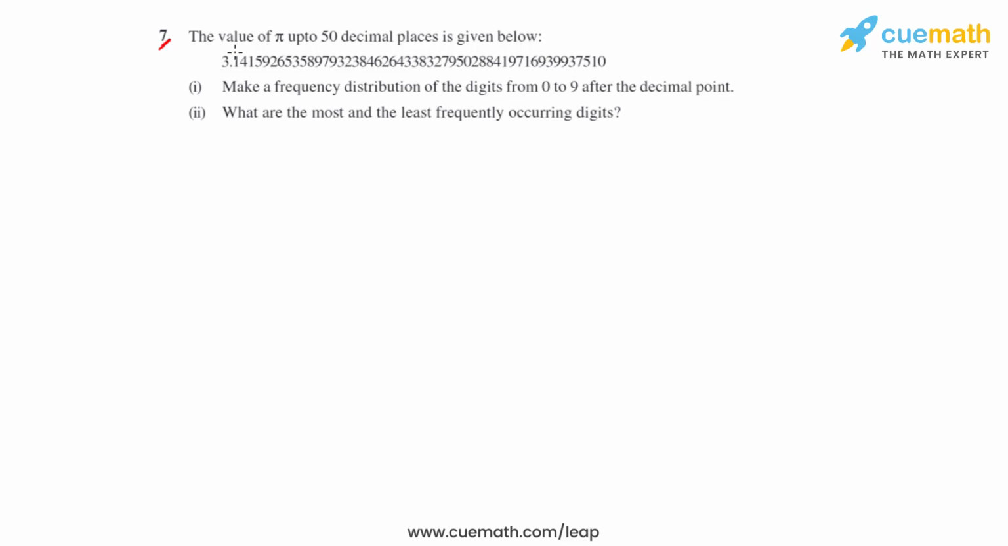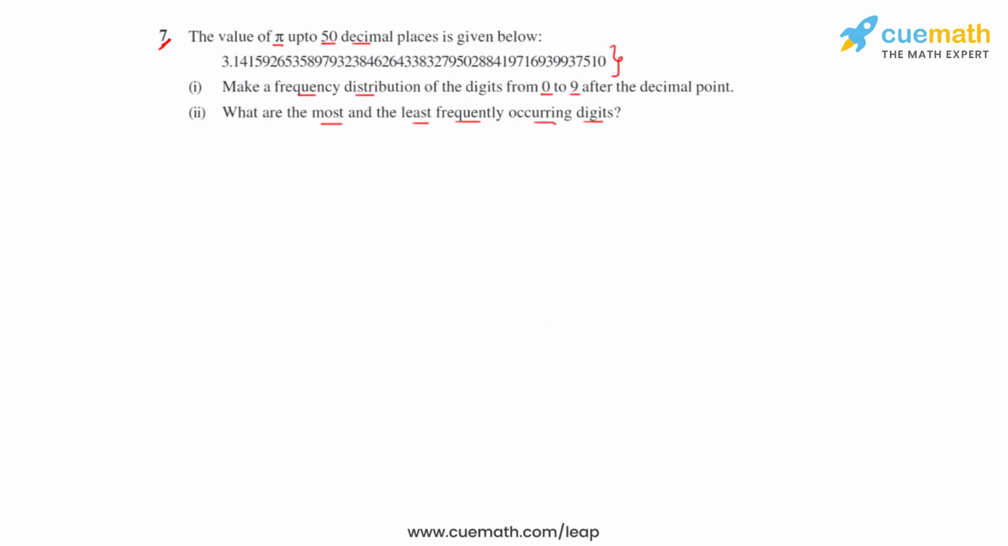Question number 7 says that the value of pi up to 50 decimal places is given below. So this is the value of pi up to 50 decimal places. We have to make a frequency distribution of the digits from 0 to 9 after the decimal point, and then we have to find the most and the least frequently occurring digits.